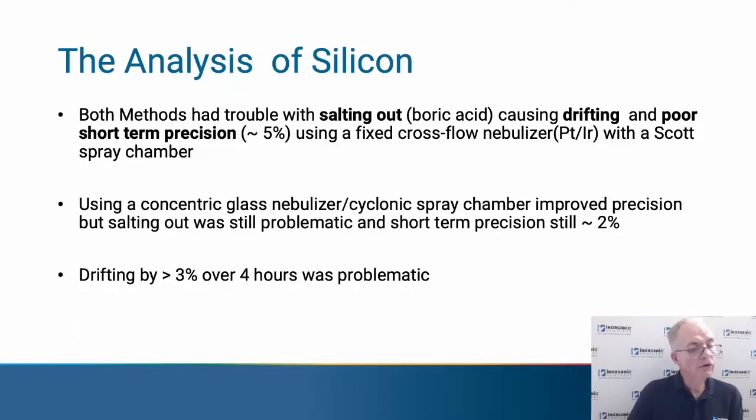Now, both the fusion and the acid digestion methods can have trouble with salting out, and this is the boric acid itself. It's only soluble to a level of about 7 grams per liter as boron. Sometimes the fusions can get more than that, and then over a period of time, depending upon nebulizer design, you can get a little bit of salting out. This can really cause problems with your stability, drifting, and precision.